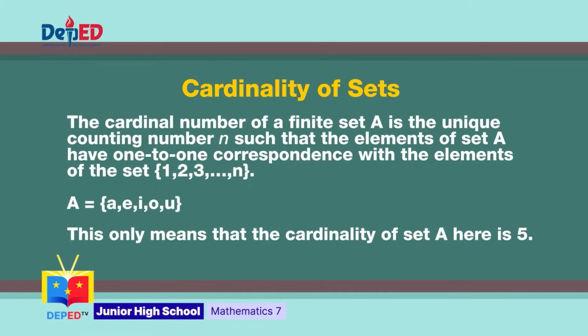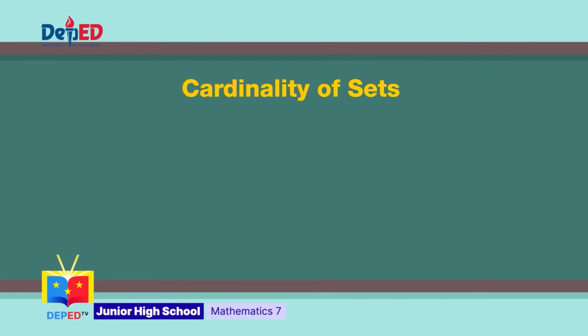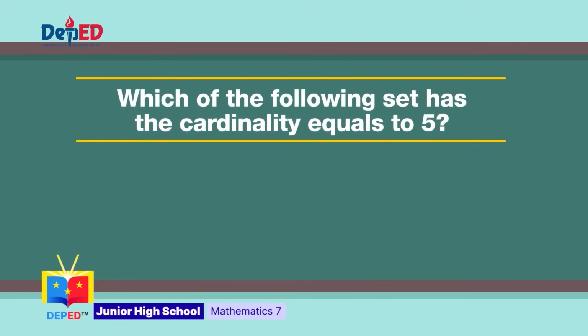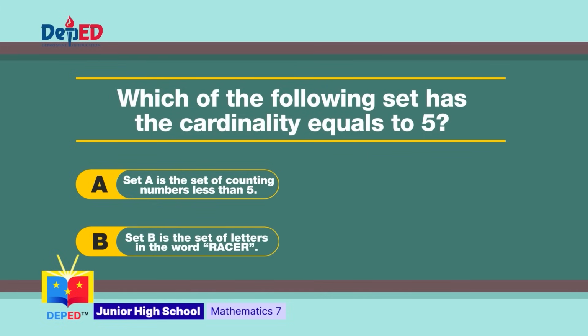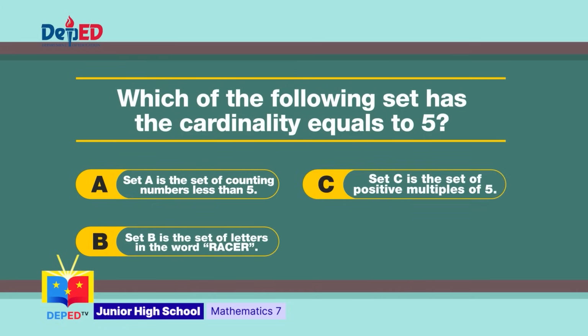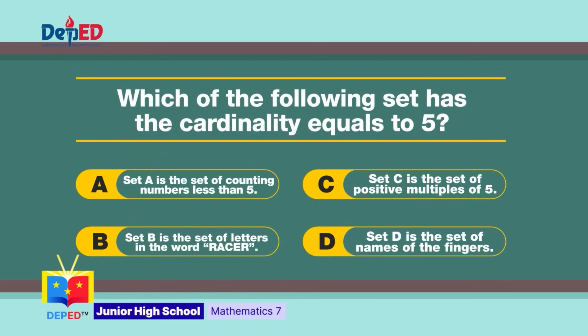Therefore, if we are to answer number 5 in our pre-assessment earlier, which of the following sets has the cardinality equal to 5? Is it A? Set A is the set of counting numbers less than 5. Set B is the set of letters in the word racer. Set C is the set of positive multiples of 5. Or D, set D is the set of names of the fingers. What is the correct answer?